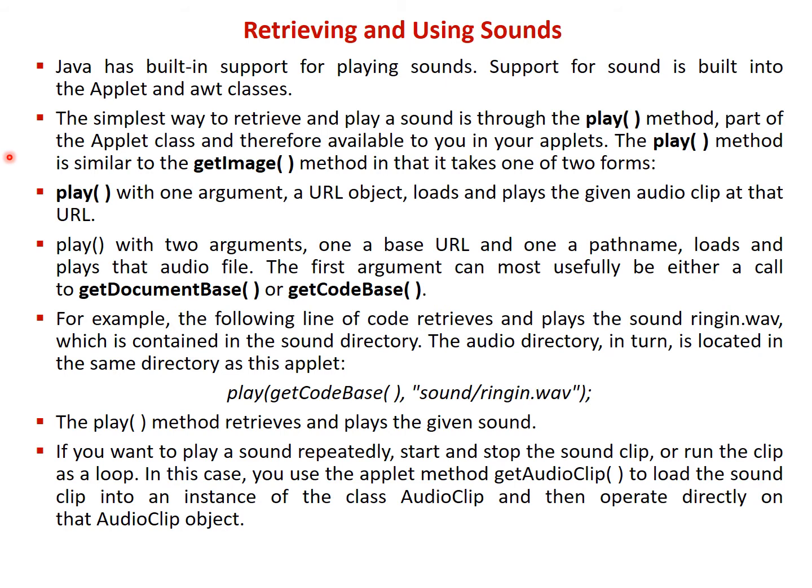The play method is similar to the getImage method in that it takes one of two forms. Play with one argument, a URL object, loads and plays the given audio clip at that URL. Play with two arguments, one a base URL and one a path name, loads and plays the audio file. The first argument can most usefully be either a call to the getDocumentBase or getCodeBase method.